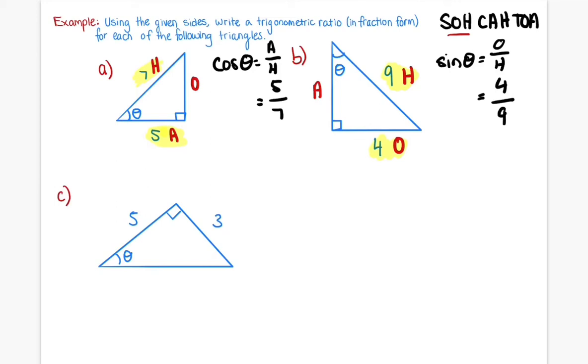Done. Okay, last one. Start by labeling sides. A, O, and H. Look for which sides have got a number to go with them. My sides O and A have got the numbers, which means O and A tells me TOA. So I'm going to use tan of angle equals O over A. Substituting those numbers, I've got 3 over 5. And that is that example done.